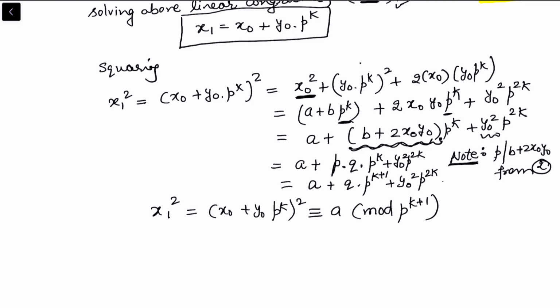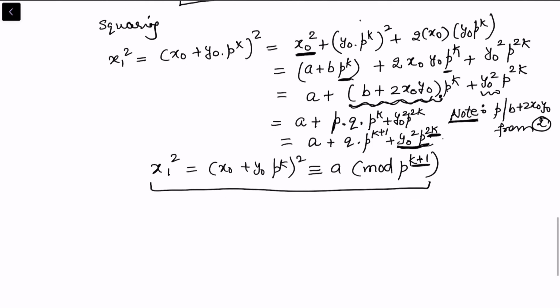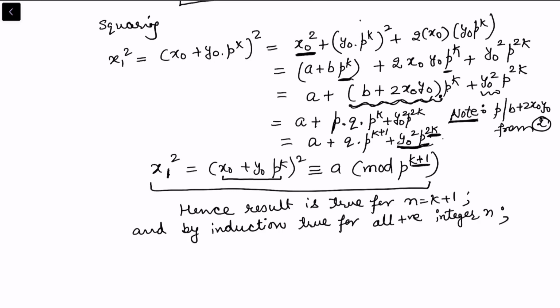So now it is clear, and obviously noticing that this exponent 2k is greater than k plus 1, I can just drop that term, since this is already in the moduli condition of p to the power k plus 1, and hence this holds the induction step for k plus 1. Now in the power we already have k plus 1, so we can see that for this value of x1, whenever I choose x naught plus y naught p to the power k, the congruence is solvable, and hence the result is true for n equal to k plus 1, and by induction it is true for all positive integers n.